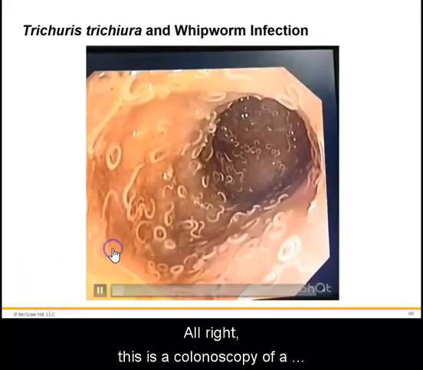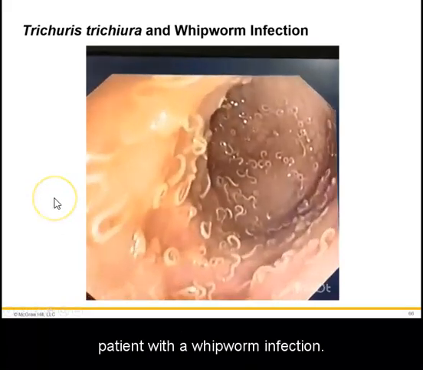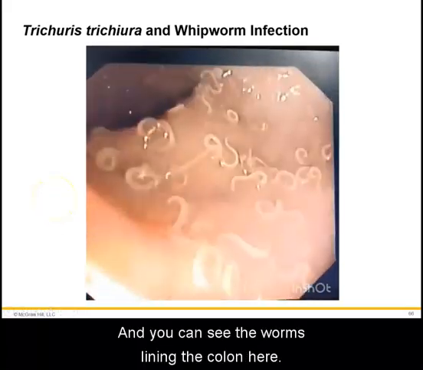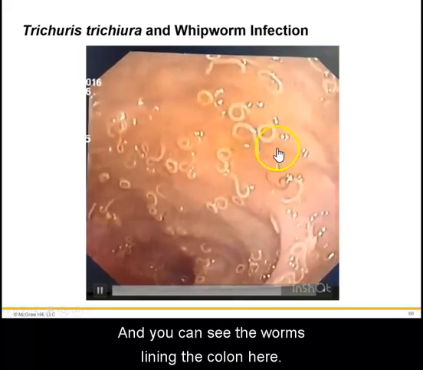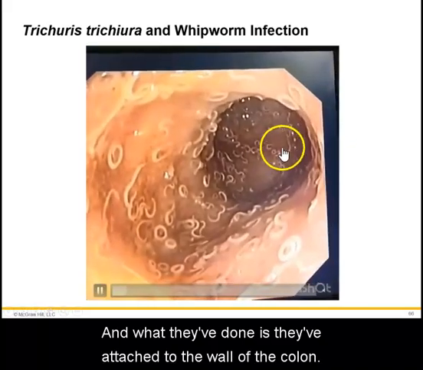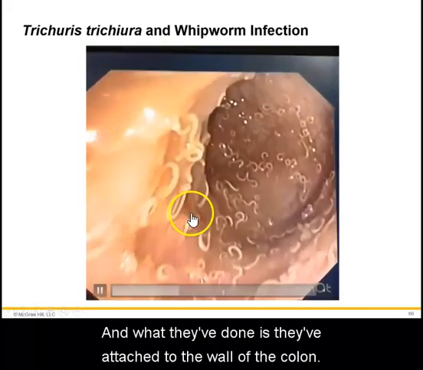All right, this is a colonoscopy of a patient with a whipworm infection, and you can see the worms lining the colon here. And what they've done is they've attached to the wall of the colon.